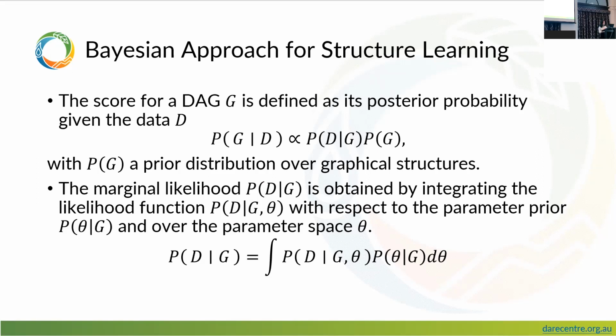So in a Bayesian approach, the score for a DAG is defined as its posterior probability given the data, which is derived from Bayes' theorem as follows, where we usually place a uniform prior distribution over the graphical structures. The marginal likelihood can then be obtained by integrating out the likelihood function with respect to the parameter prior over the parameter space.